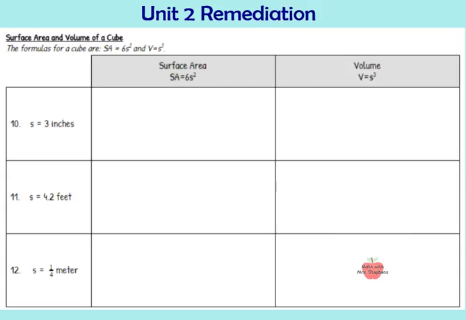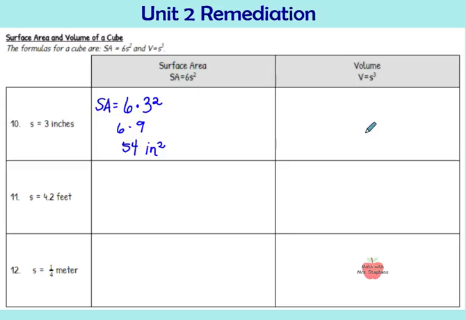On number 10, we are substituting the side length of 3 inches. So we need to do 6 times 3 squared. I plugged it right into my formula for surface area. We should do our exponent first. 3 squared is 9. And 6 times 9 is 54. Remember your units for surface area. We would say inches squared.